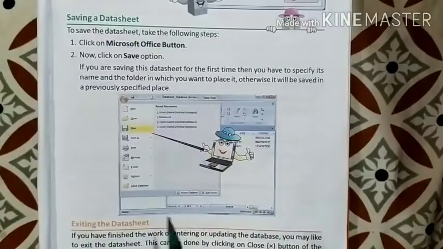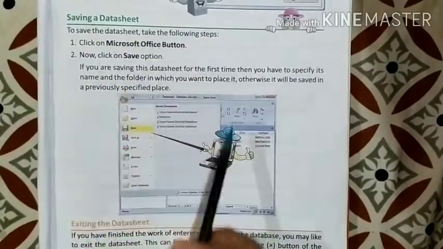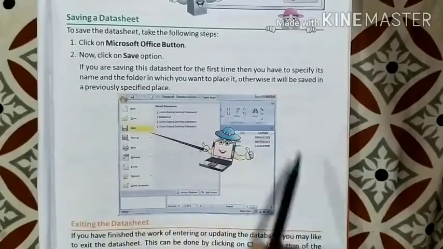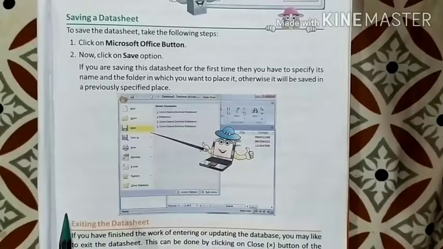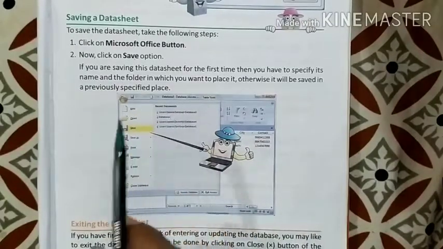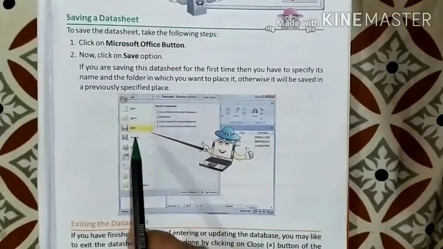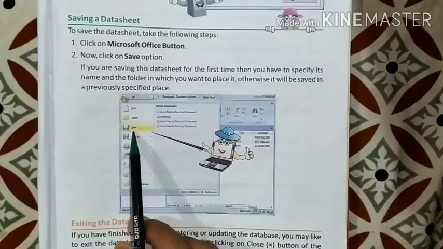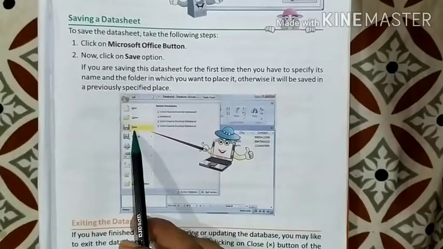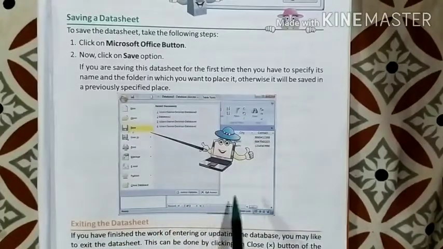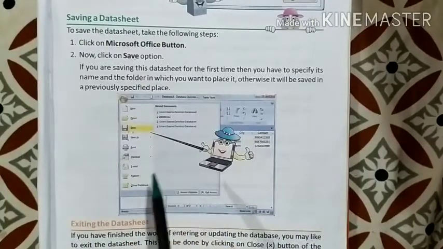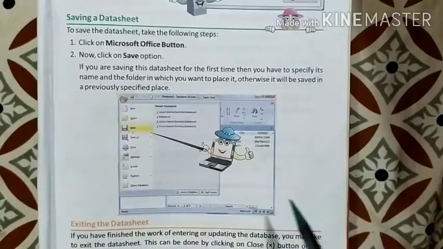Next topic, saving a datasheet. To save a datasheet, first of all, in this type of window, click on the Microsoft Office button. Then click on the Save button. Just click on this and you will get a menu there, with the Save button. If you are saving this datasheet for the first time, you have to specify its name and the folder in which you want to place it. Otherwise, it will be saved in the specified place.